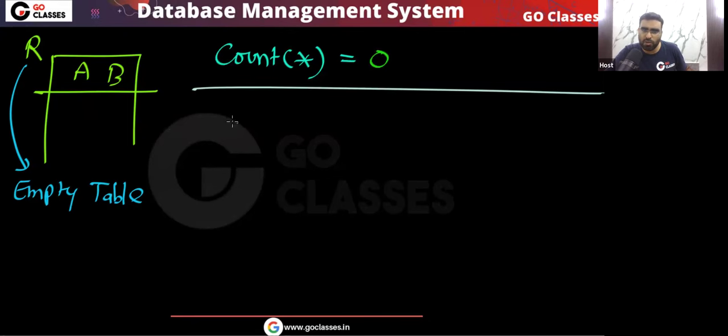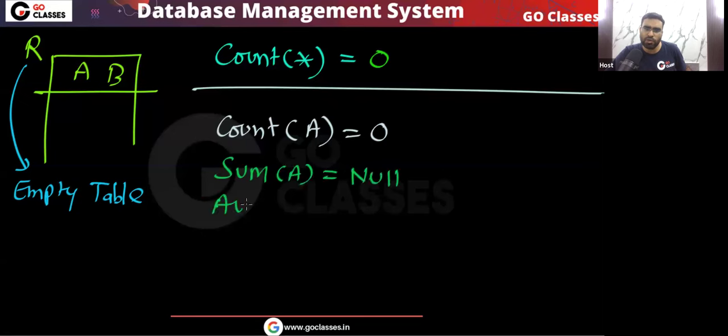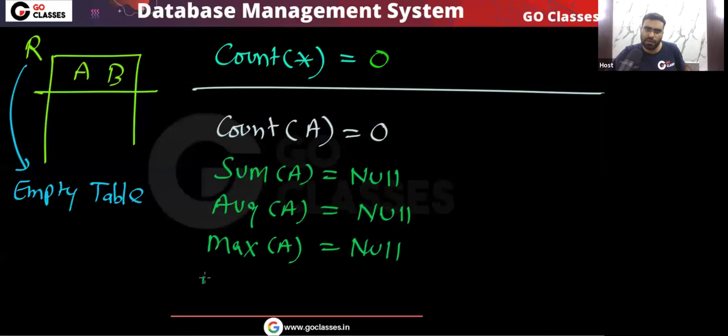There is a rule that if I ask you what is count of A, then for an empty table, this will be 0. Count of A will be 0, and for the remaining, the answer will be null. For example, sum of A will be null, AVG of A will be null, max of A will be null, and min of A will be null.